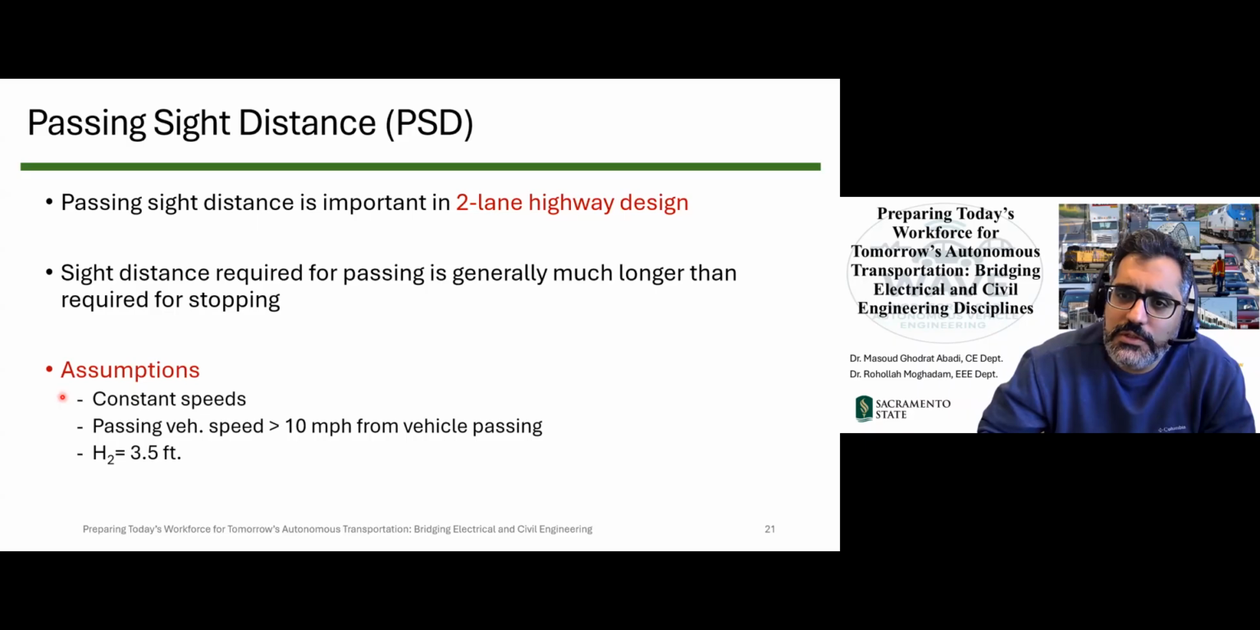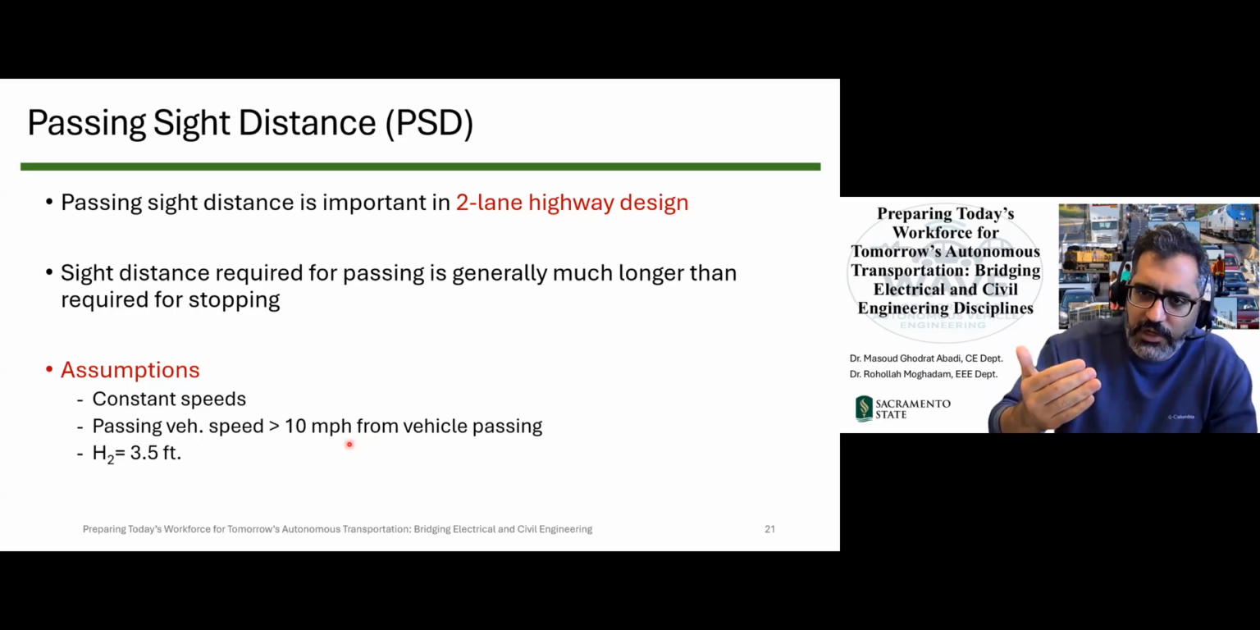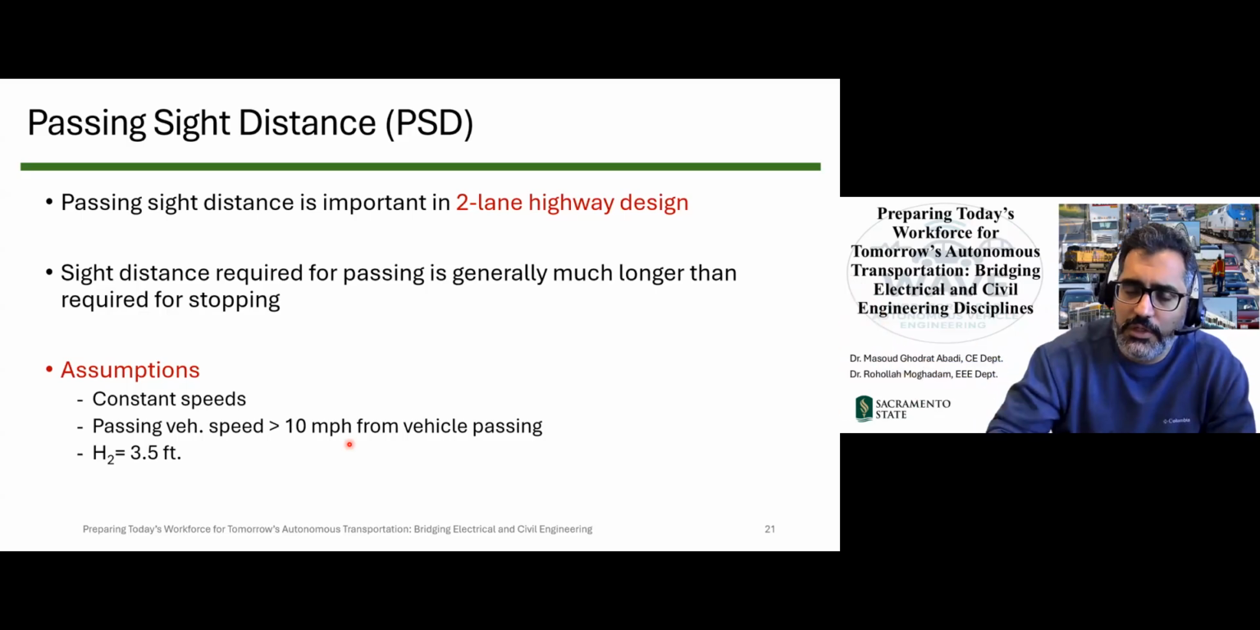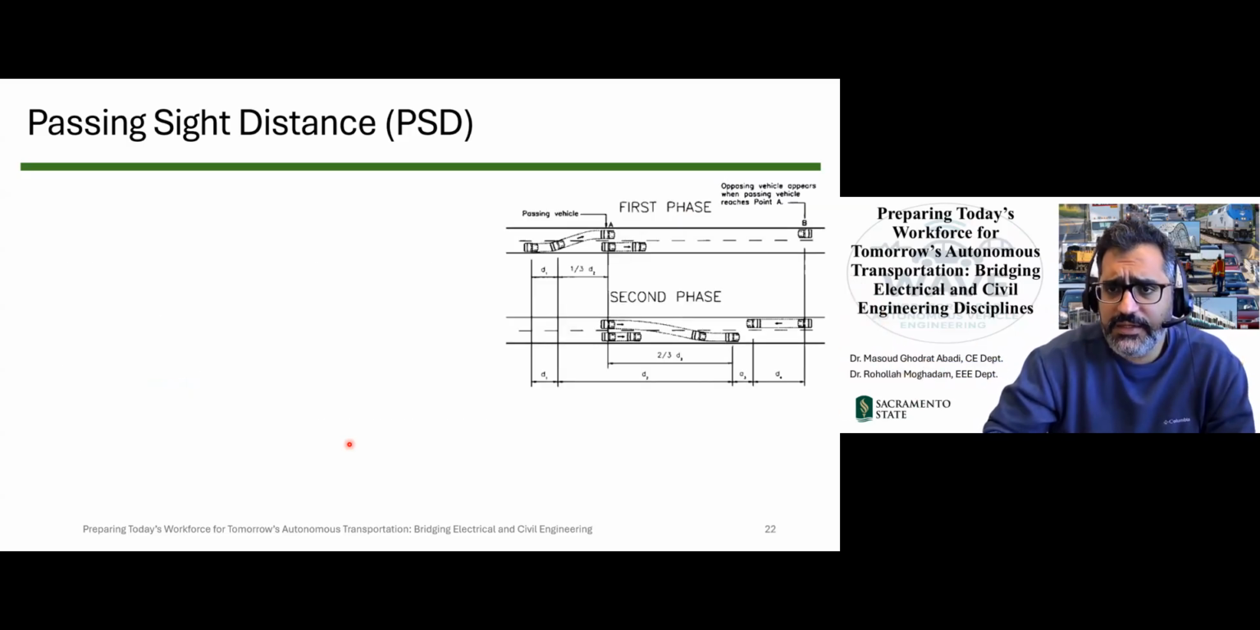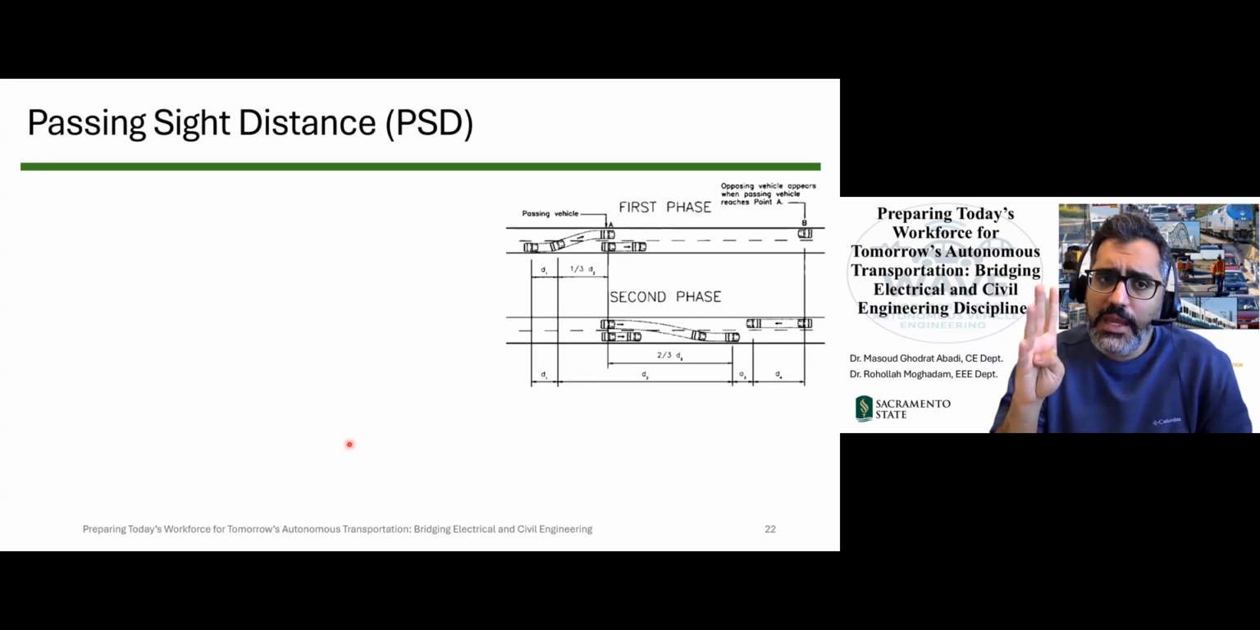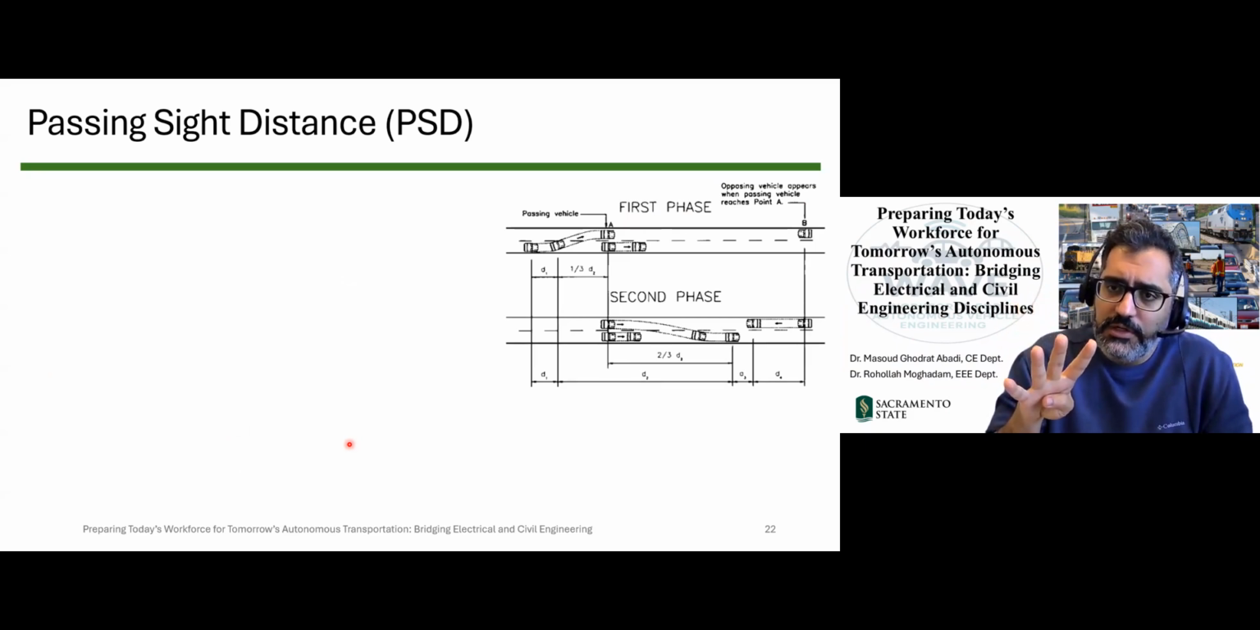AASHTO makes some assumptions here. It assumes that vehicles are all moving with constant speed. It is, of course, on the conservative side, right? Because when you're passing a slow-moving vehicle, we tend to accelerate, right? To go faster to pass that car. It assumes the speed difference is more than 10 miles per hour and assumes the driver's eye is 3.5 feet. Again, kind of a conservative value for where is the location of eye to see another vehicle on the opposing lane.